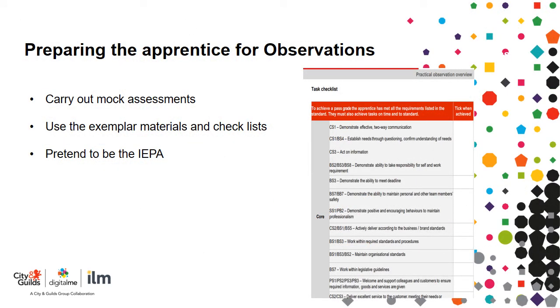It is essential to practice all assessments with the apprentices. We would advise you carry out mock assessments for all the observations. So for Commis Chef and Chef de Partie, both the Culinary Challenge and the practical observation, and for team member and hospitality supervisor, the practical observation. As I said earlier, the exemplar materials contain checklists which have the pass and distinction criteria on them, so you can easily use the same process as our independent endpoint assessors. It may also help if you get a colleague or your IQA to pretend to be the independent endpoint assessor, as you can replicate the unfamiliar person assessing the apprentice.